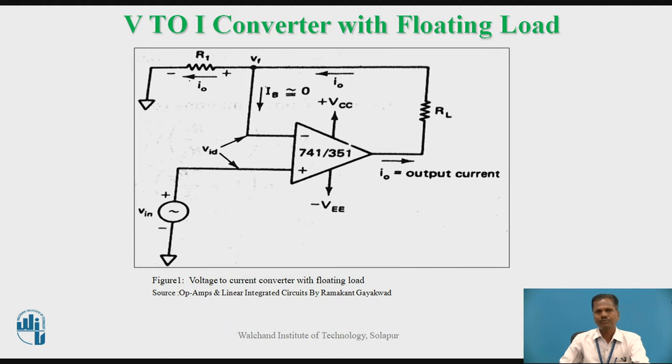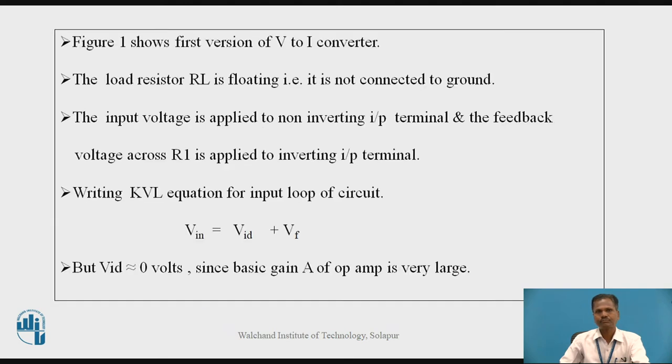Whatever current flows through the inverting input of the operational amplifier, that is the bias current, is approximately zero. So almost all output current flowing through load resistor RL flows through R1 and produces a voltage. So the voltage produced across R1 is applied to the inverting input of the operational amplifier. That is the feedback voltage. The load resistor RL is floating, meaning it is not connected to ground, and the input voltage is applied at the non-inverting input terminal, while the feedback voltage across R1 is applied to the inverting input terminal.